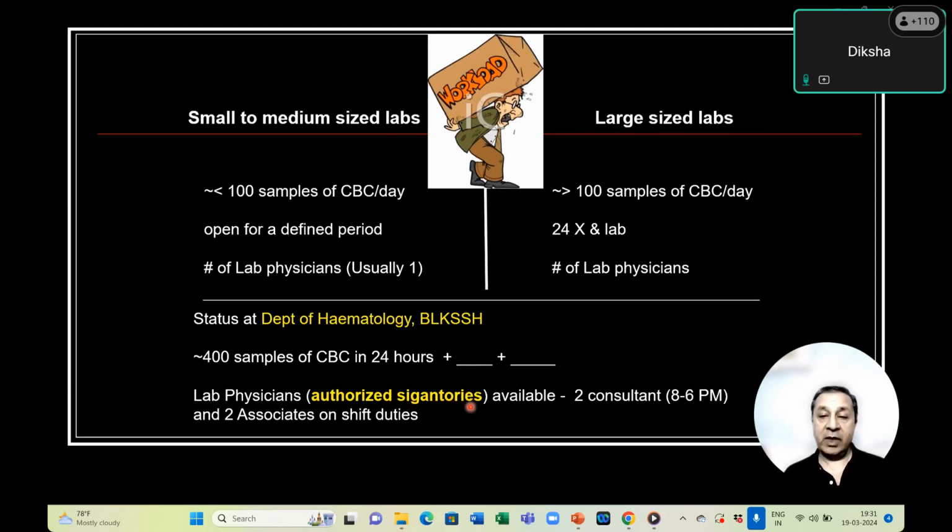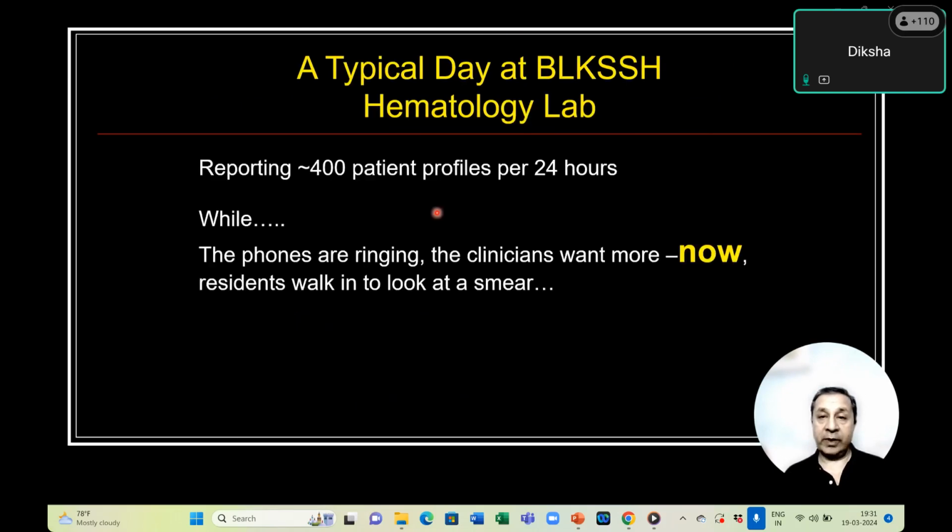So obviously, when you're looking at all of this work which is coming inside the laboratory, three people handling the workload and have to take care of it for the next 24 hours. So in a typical day at our hospital, we have roughly about 400 patient profiles, especially with respect to CBC, slightly more than that today, per 24 hours, at a time when there are phones ringing and clinicians are wanting the results to come quickly. They also want at times to have a look at the smear along with us, not only for the peripheral smears, but the bone marrow.